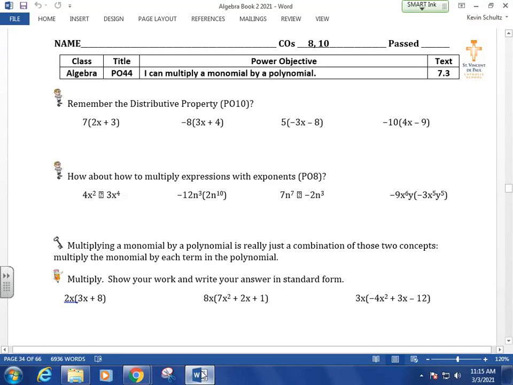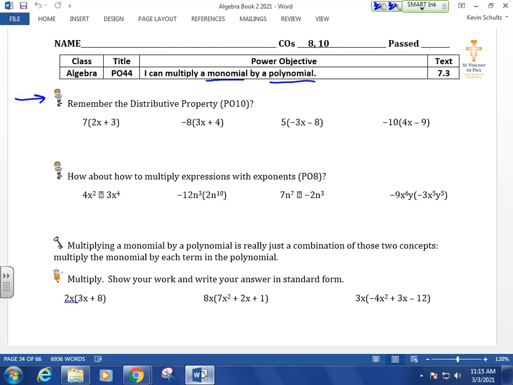Good day, Algebra. We are tackling PO44, the first of our three objectives talking about multiplying polynomials. And we're starting with what is kind of the most basic, which is a single term expression times anything. If you think back to the distributive property in PO10, you've actually multiplied a monomial by a binomial before, right? 7 is a single termed expression. 2x plus 3 is a two-termed expression. So you've done this. We just didn't call it that.